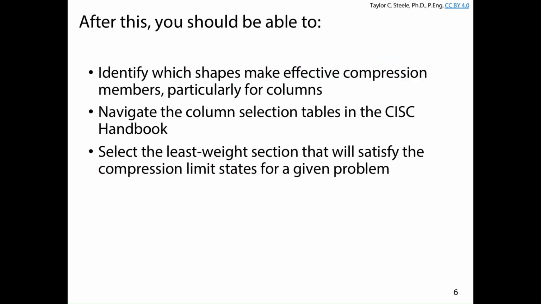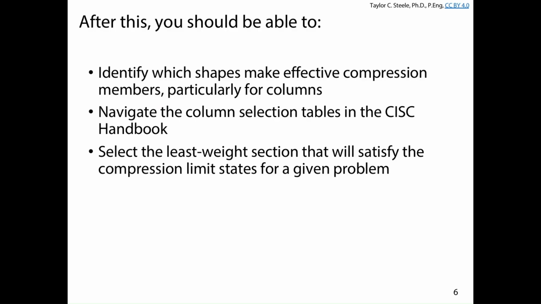identify which shapes make effective compression members, columns. The first thing about good design is knowing which sections are going to tend to be more efficient. We talked about that a little bit for tension members. Flat bars are efficient, HSS sections tend to be efficient, WT sections that are cut from stocky sections tend to be efficient, and there are just certain shapes that we use more often as compression members or beams or tension members, and we'll see what works for columns. You should also be able to navigate the column selection tables in the CISC handbook.